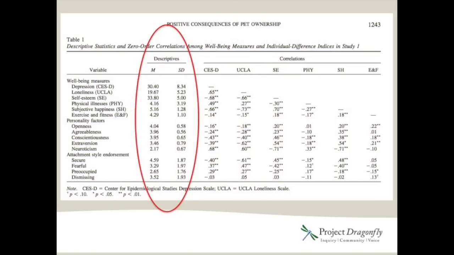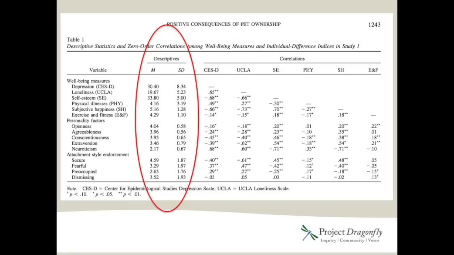So as we look at Table 1 from the paper, the area that's circled in red are the descriptive statistics, the mean and the standard deviations for the well-being measures, which is the top part, the first several rows, personality factors, the middle rows, and attachment style endorsement, the bottom rows. If you want to learn more about these measures, please consult the paper.